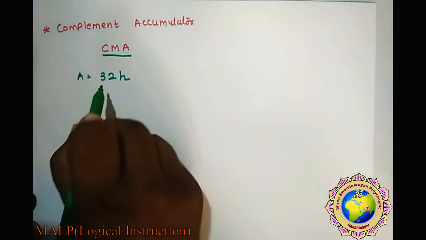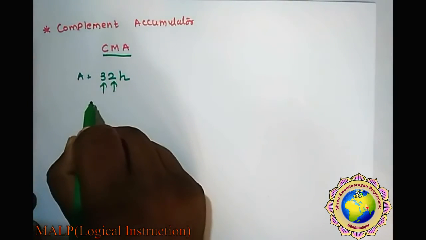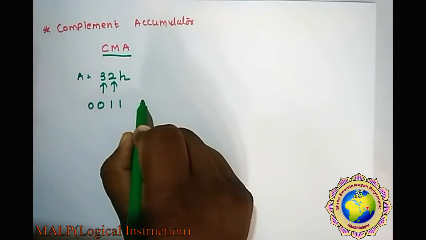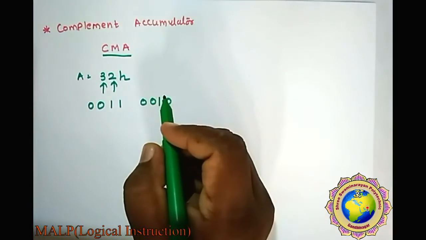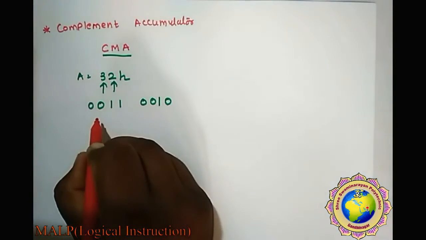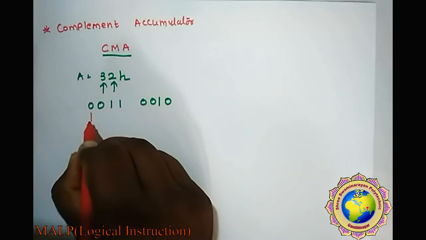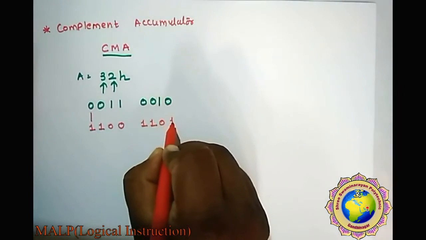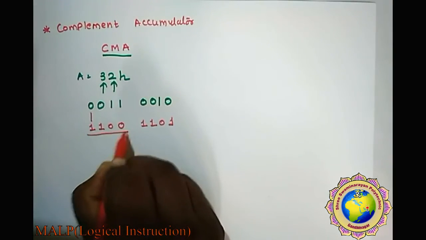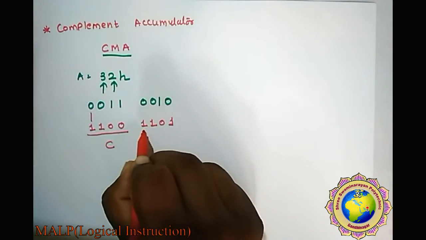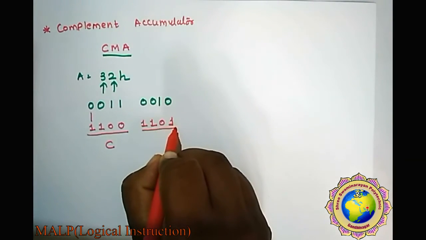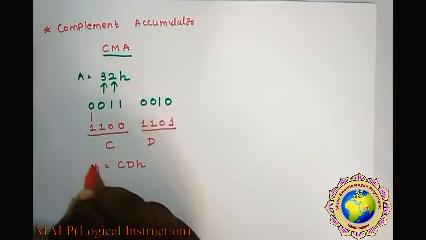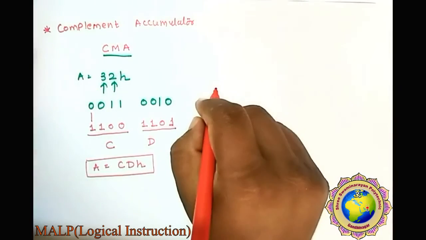Okay, so we have to make the binary of 32H, that is 0011. What is the binary of 2? It's 0010. So make the complement: place 0 in place of 1 and 1 in place of 0. So it will be 1100 and 1101. Which number is this? This is 12, so you have to write C. This is 13, so it's D. So after performing CMA, the value of A will be CDH.